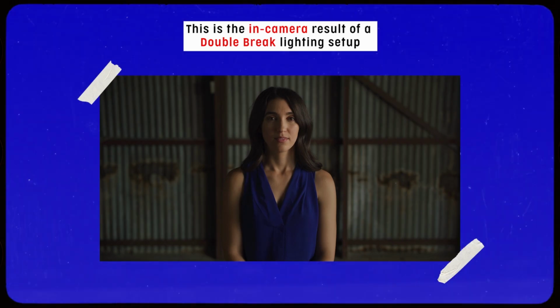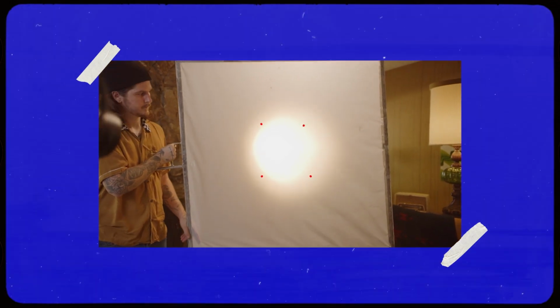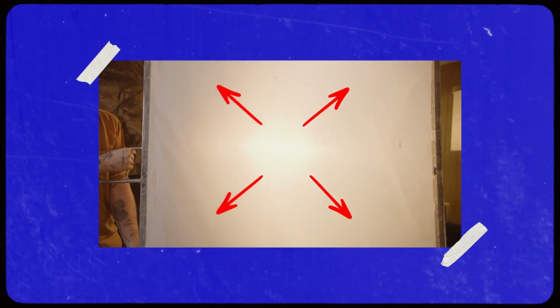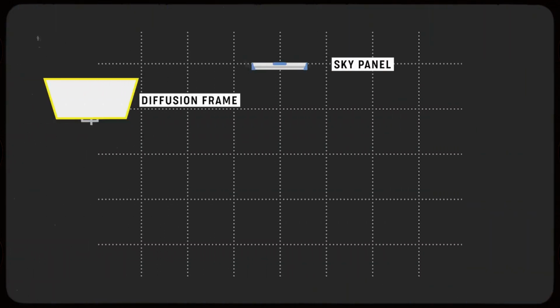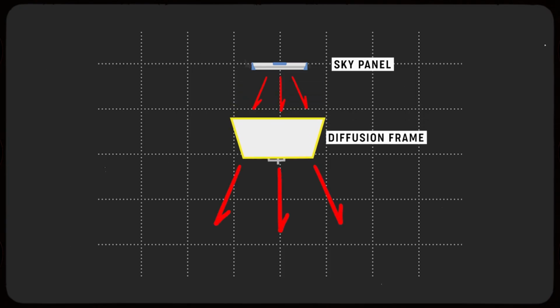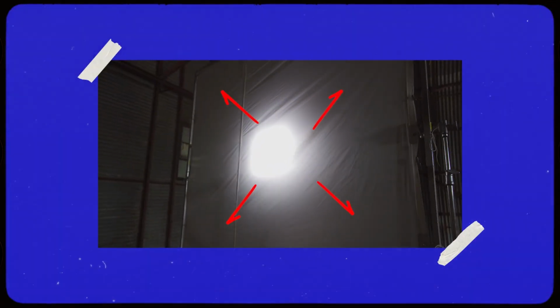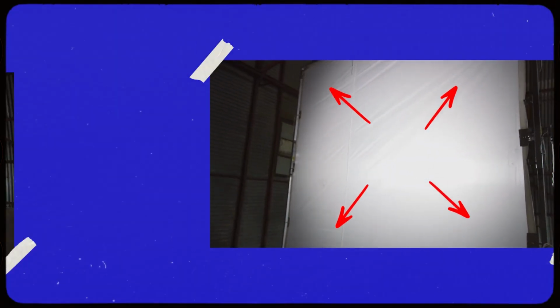I think another tricky thing with a double break that some people don't understand, and it took me a while to understand, is you want your light to fill the entire frame. So if this was your SkyPanel and this is your diffusion, you want to walk your diffusion far enough away to where the entire diffusion frame is filled up. If you just literally put a SkyPanel and 6 inches away a 4x4 frame, your entire 4x4 frame isn't being filled.